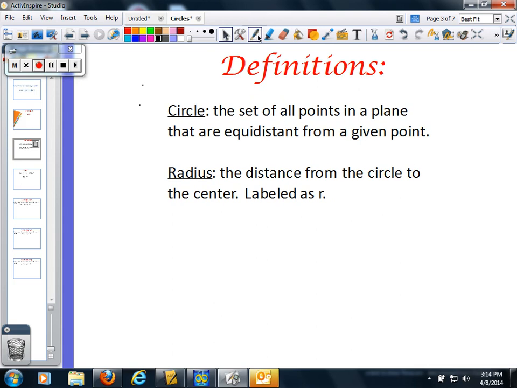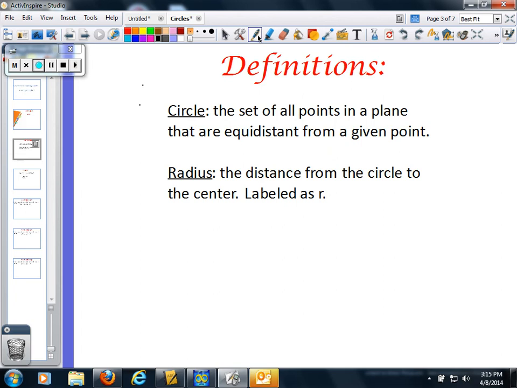We have circles, which is the set of all points in a plane that are equidistant from a given point. So basically, you're going to have a center point, and from that point, no matter where you put another point on the circle, it'll be the same distance from all the rest. The radius, then, is the actual distance. Okay, so the radius is the distance that you're actually dealing with there for those points.